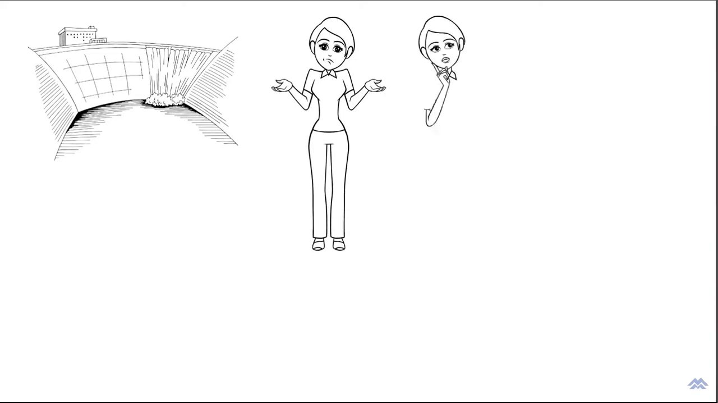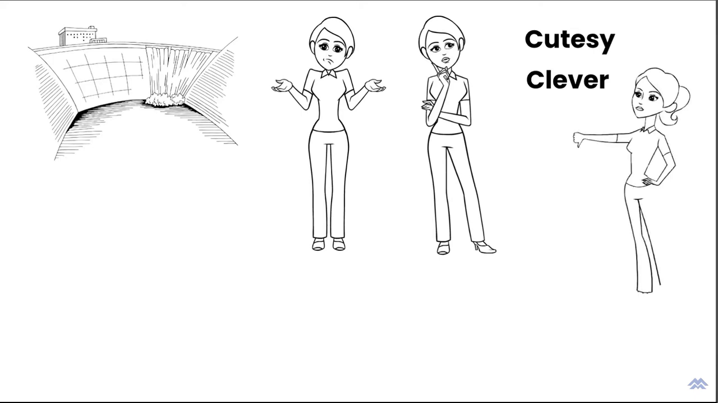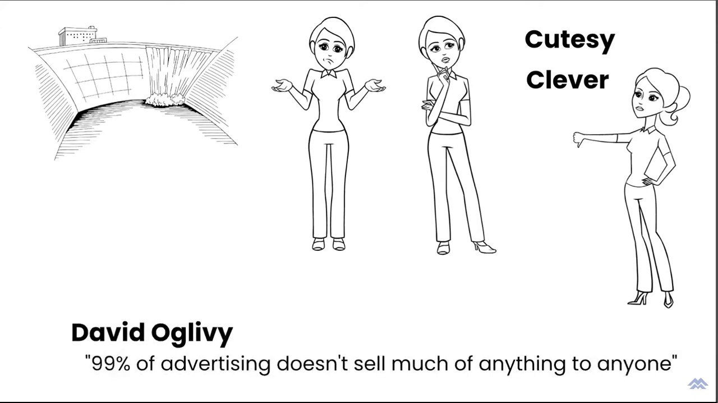Most people don't know a thing about advertising and what makes people buy. Advertisers, as Drew says, try to be cutesy and clever. As you may have guessed by now, that is not how to make people buy from you. It's so bad that Drew goes on to use a quote from the late great David Ogilvy. He says, 99% of advertising doesn't sell much of anything to anyone.